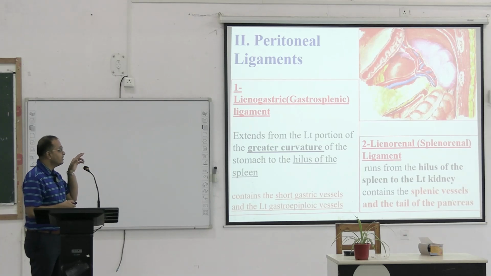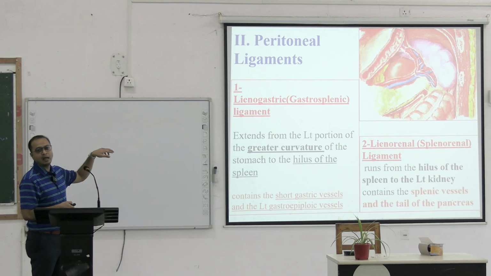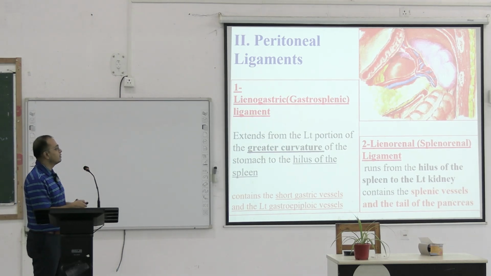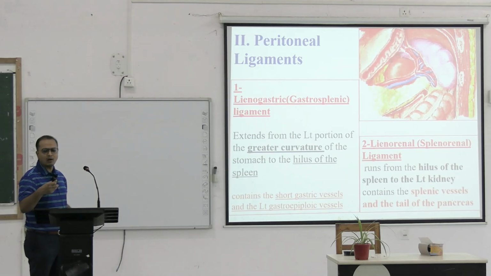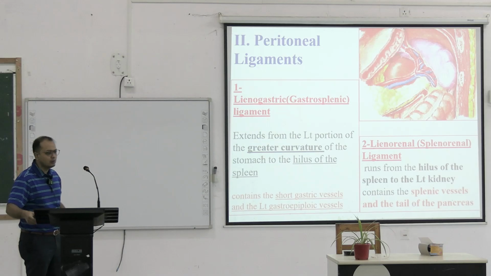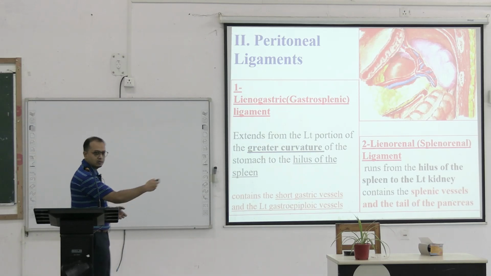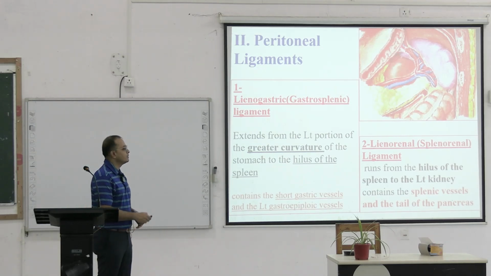Now, the point is, within this region, along with these vessels, we have the tail of the pancreas present. So if you are removing these blood vessels without taking care of the tail of the pancreas, we are inviting the loss of islets of Langerhans, which may lead to type 2 diabetes. Afterwards, the patient recovers from this region.